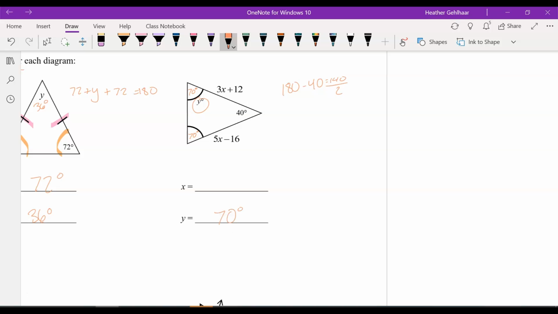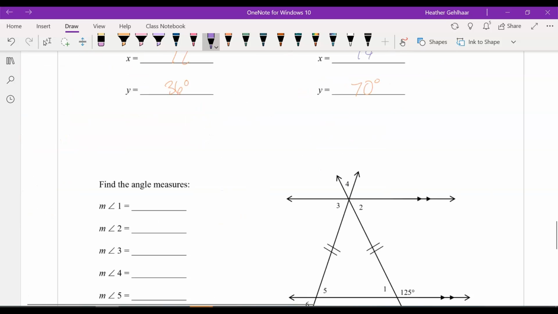And then we can find out what x is, because if those base angles are congruent, that means the opposite sides are congruent. So here we have 3x plus 12 equals 5x minus 16. And then we will get x equals 14. So we'll get 14 here for x.